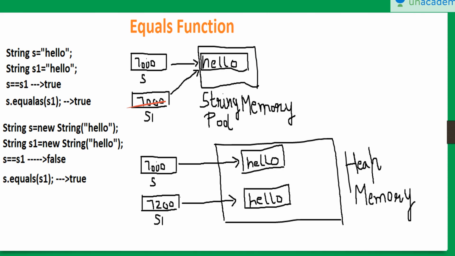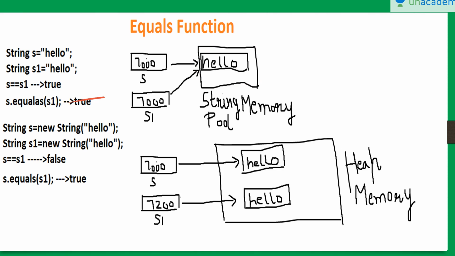So basically here we can see that the addresses of s and s1 are the same, so it will return us true. Okay, so it is true. The literal is also the same, and the addresses are also the same, so that is why it is returning us true. And if we try the equals function, what it will do basically, the equals function basically compares the values. So s has a value hello and s1 also has a value hello, so it will compare based on the value, so it will also return us true.